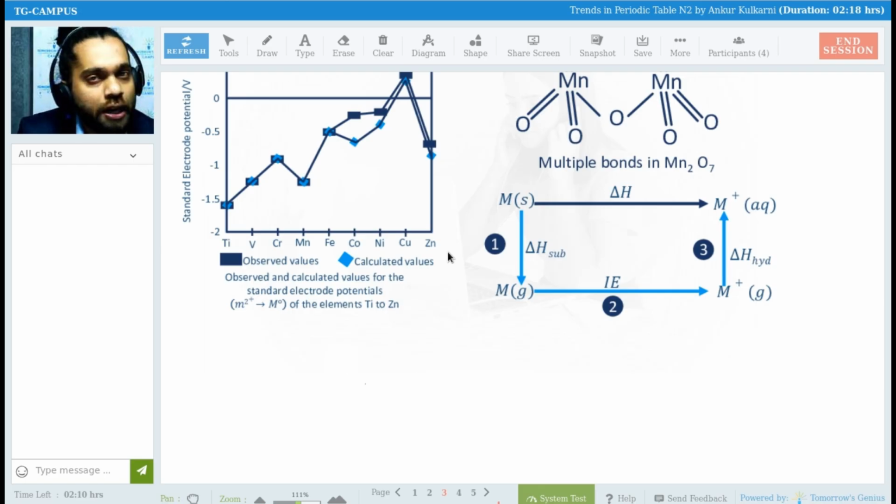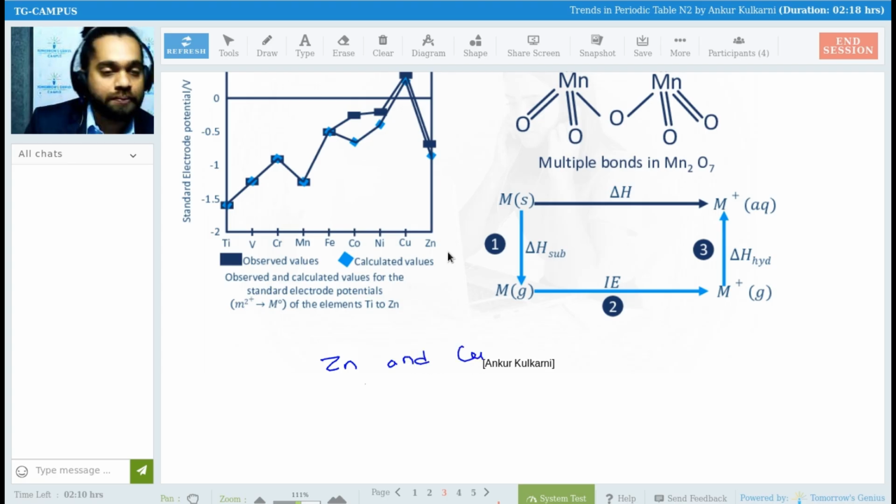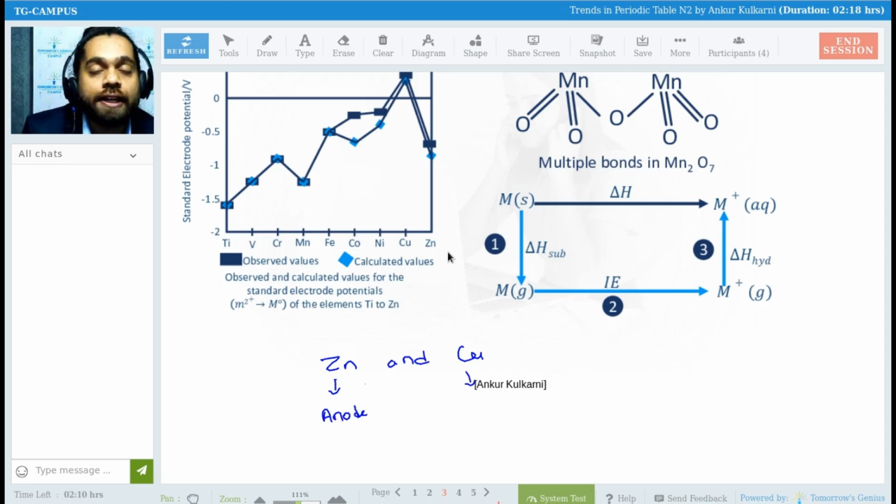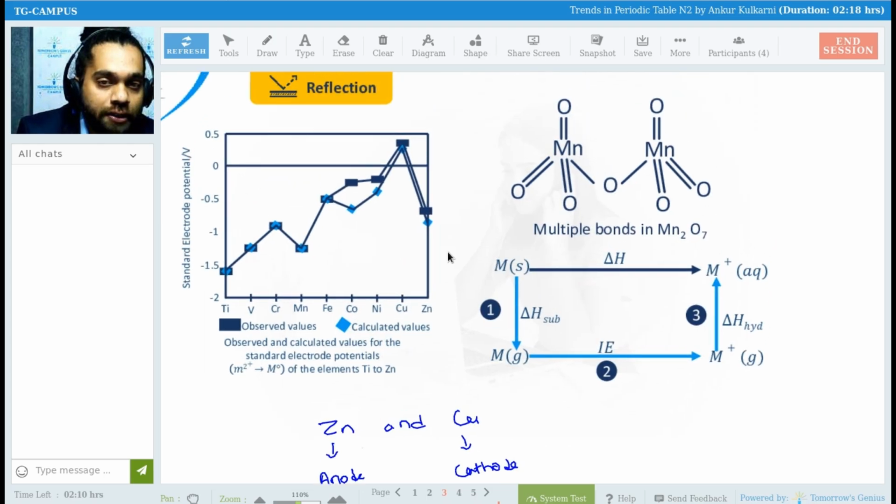And which electrode was undergoing oxidation? It was zinc, which is your anode. Copper was the one undergoing reduction, and it was the cathode. And look over here, this is your copper, and everywhere this is 0. All of the 3D series metals are below zero, that means they are negative.